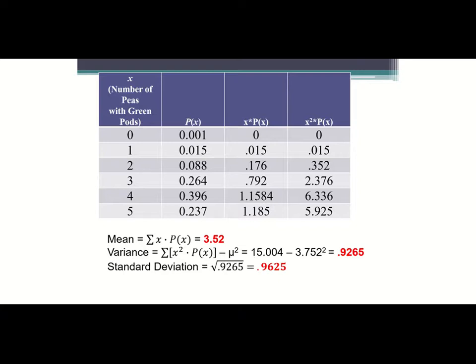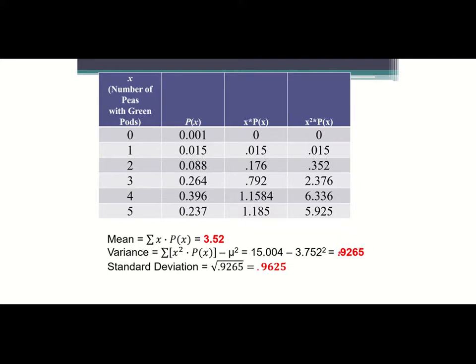Variance, this is along the way towards calculating standard deviation. Standard deviation is just the square root of the variance. We always have to find variance first. So for this, we find the sum of x squared times p of x. So it's the sum of this column. But after we find that, we're going to subtract the mean squared. So we need to use what we found for the mean. The sum of this column is 15.004. That's what we have here. And then the mean squared was I wrote that wrong, 3.52 squared. So 15.004 minus 3.52 squared, 0.9265.